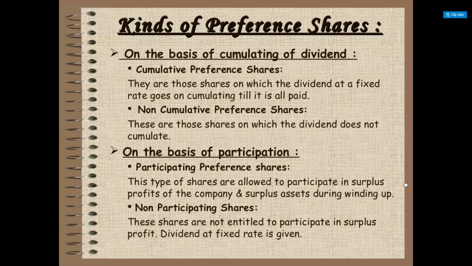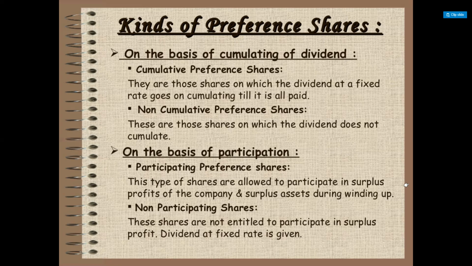Let's understand the next kind, on the basis of participation. Again, we have two classifications here: participating preference shares and non-participating preference shares. So dear students, kindly concentrate on these distinctions. Participating preference shares are allowed to participate in surplus profits. Do companies definitely make profit and will it also be surplus? In such cases, they can participate in the surplus of the company and in surplus assets during winding up.